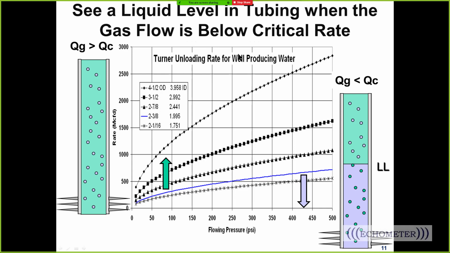This is just trying to show the same data. Here's the same plot. The blue line is for 2 3/8" tubing, and if you're below the line, you're going to have a liquid level in your tubing. That means you're below critical rate. If you're above this line, you're going to have mist in the tubing. You'll be flowing all the liquid out of the well, and that's really what this represents. But this is typically used at the surface, whereas the spreadsheet would be used at any point in the well.